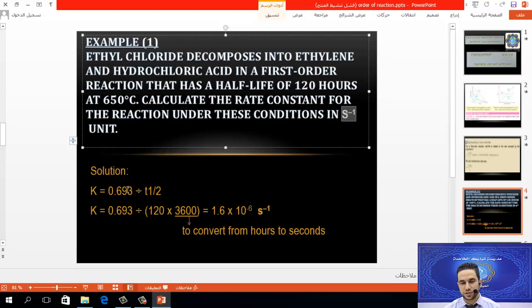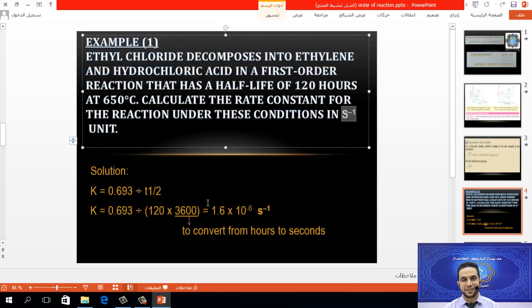So now, because this is a first order reaction, we can use the rule K equals 0.693 divided by T half. We said 0.693, this constant in the rule, divided by, what is the value of T half? T half is 120, but it is in hours, so we must convert it from hours to seconds, because we need to calculate the rate constant in what? In second to the power -1.